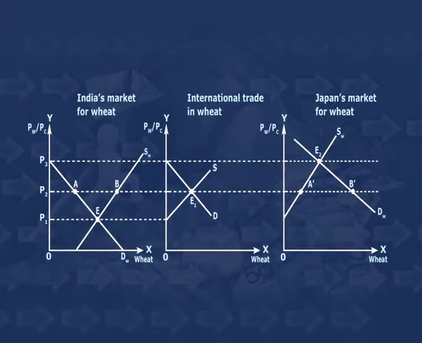At price P2, the supply of wheat in India is greater than the demand for wheat in India. This is depicted by AB. It represents the quantity of wheat that India would export at P2. At price P2, the demand for wheat is greater than the supply of wheat in Japan. This is shown by A'B'. This represents the amount of wheat that Japan would import at P2. Here at price P2, the amount of wheat that India would export, AB, and the amount of wheat that Japan would import, A'B', are the same.